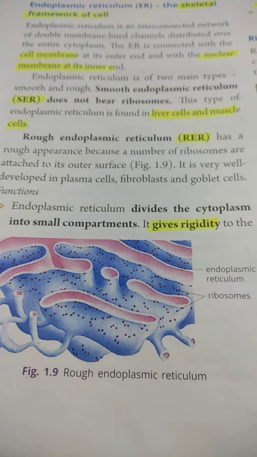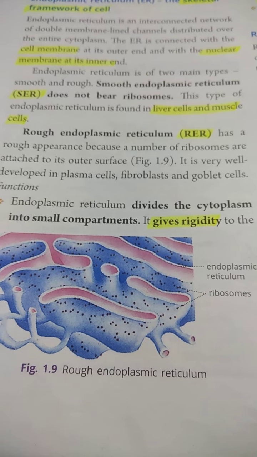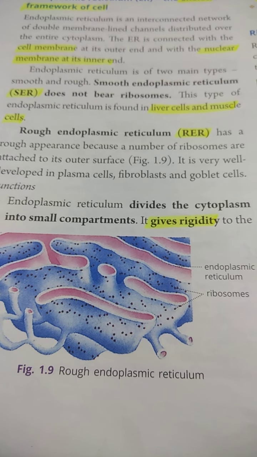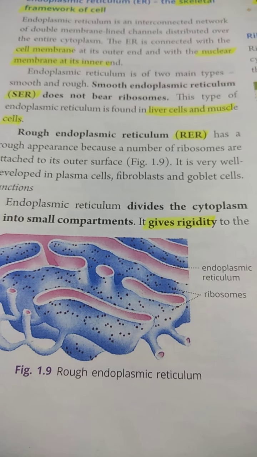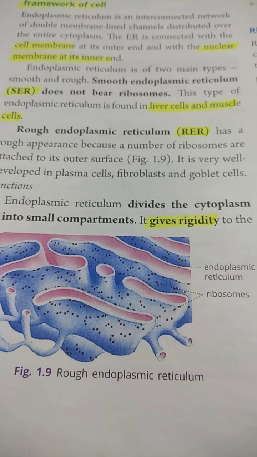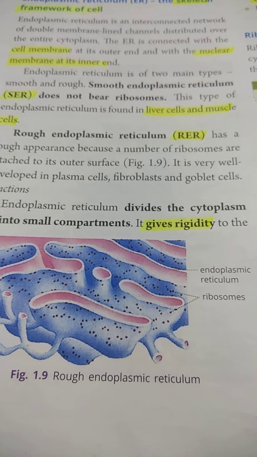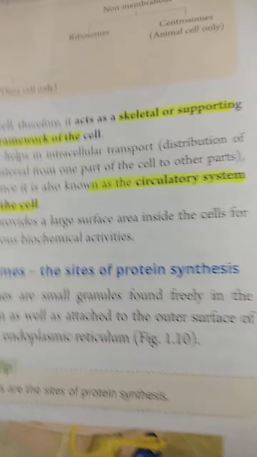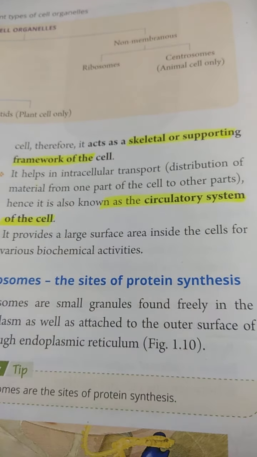Now, what are the functions of the endoplasmic reticulum? It divides the cytoplasm into small compartments, and it gives rigidity to the cell. Therefore, it acts as a skeletal or supporting framework of the cell.